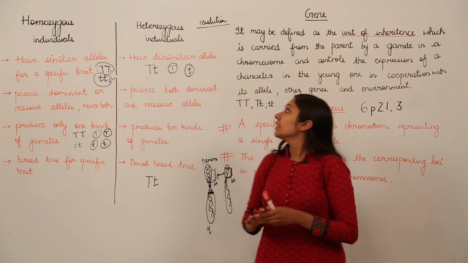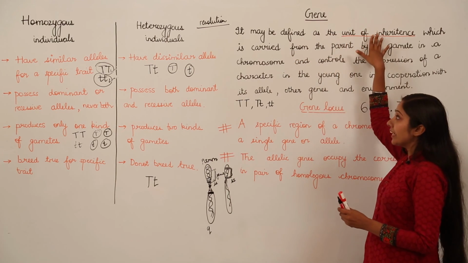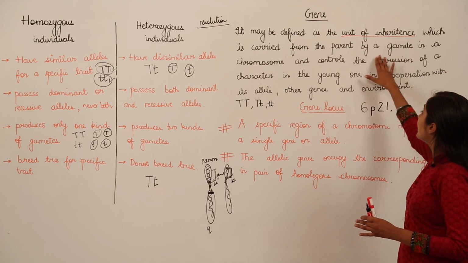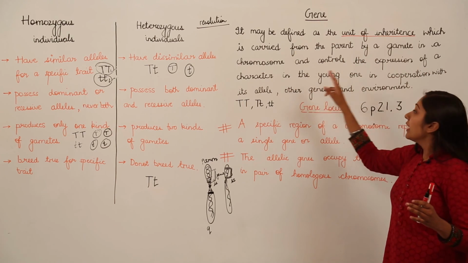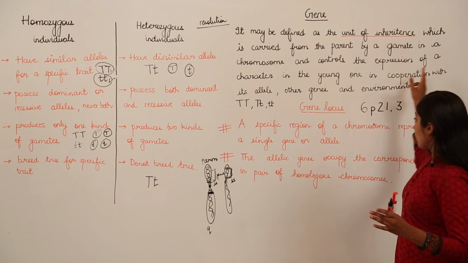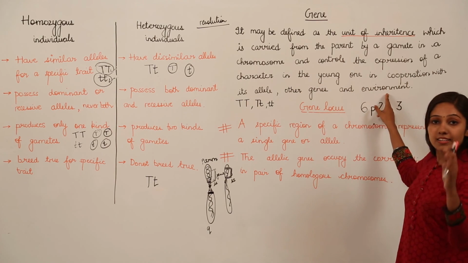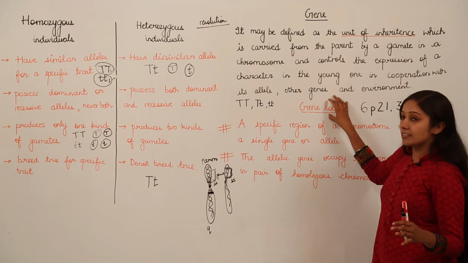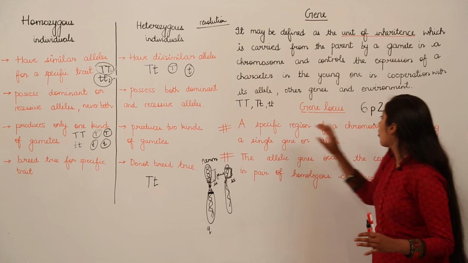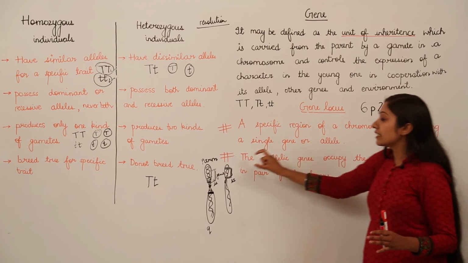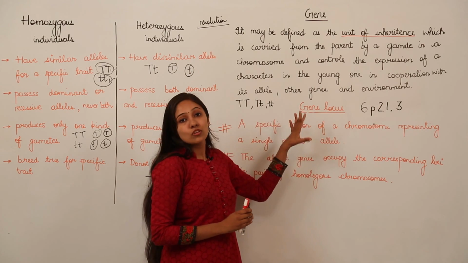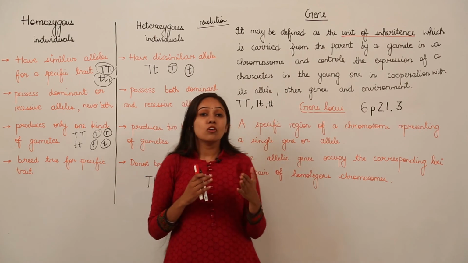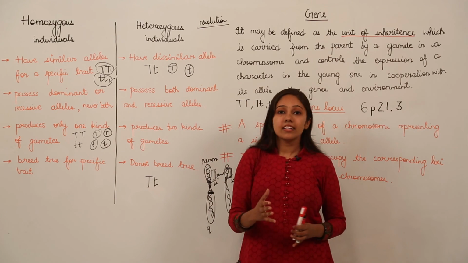So this gene is the unit of inheritance which is carried from parents by a gamete in a chromosome and controls the expression of a character in the young one in cooperation with its allele, other genes and environment. And this gene locus is the specific region of a chromosome representing a single gene or allele. Just learn these definitions by heart because they are going to help you in the examination, plus they will also clear your basic understanding of this chapter.